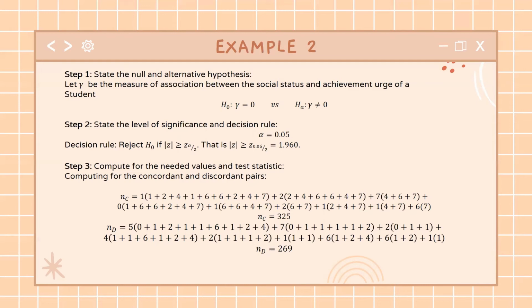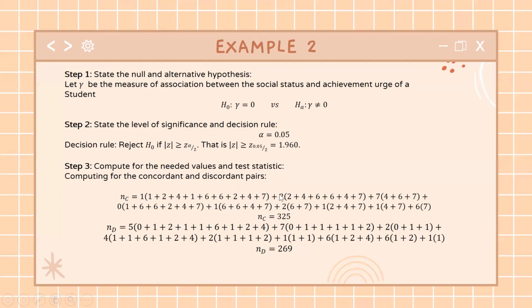As stated earlier, alpha equals 0.05, and the decision rule would be to reject H null if the absolute value of the test statistic z is greater than or equal to z sub alpha over 2, or z sub 0.05 over 2, which is equal to 1.960. So now we have to compute the needed values for the test statistic. And first we compute the concordant pairs. For the total number of concordant pairs, here's the solution.